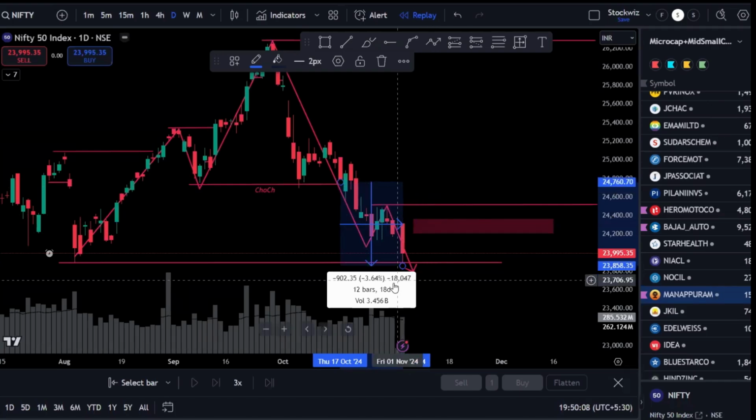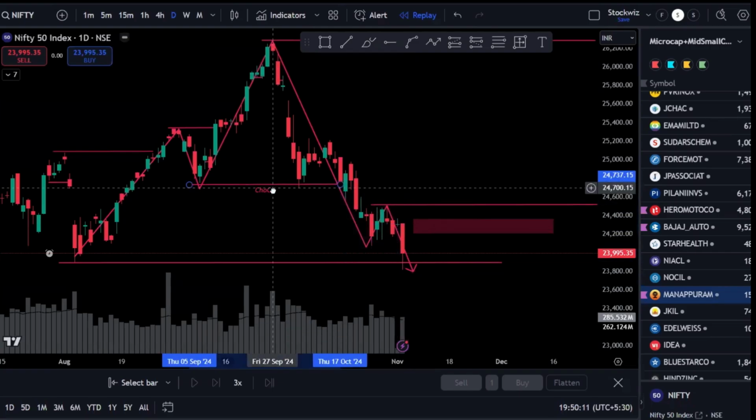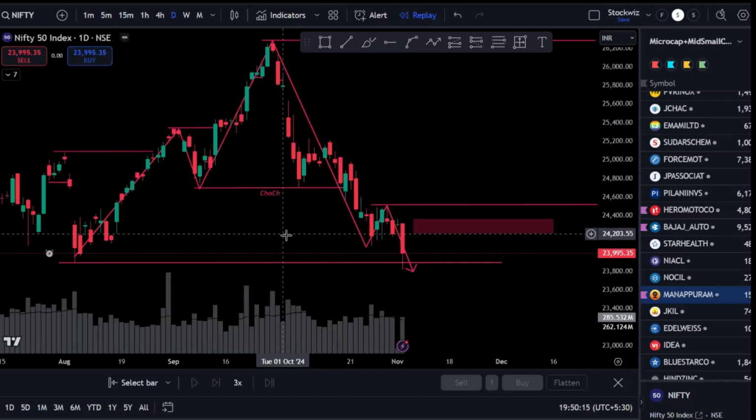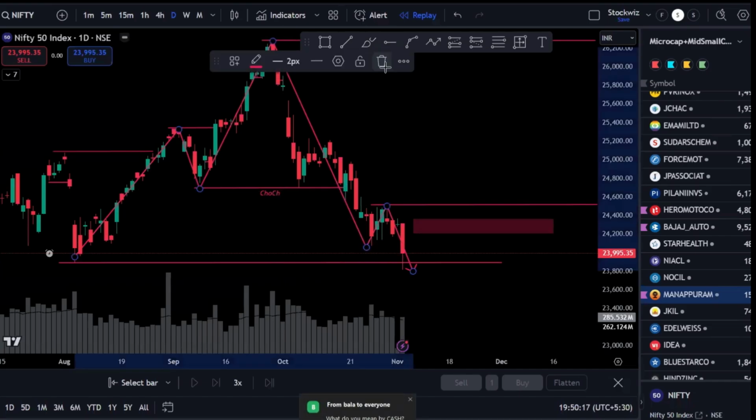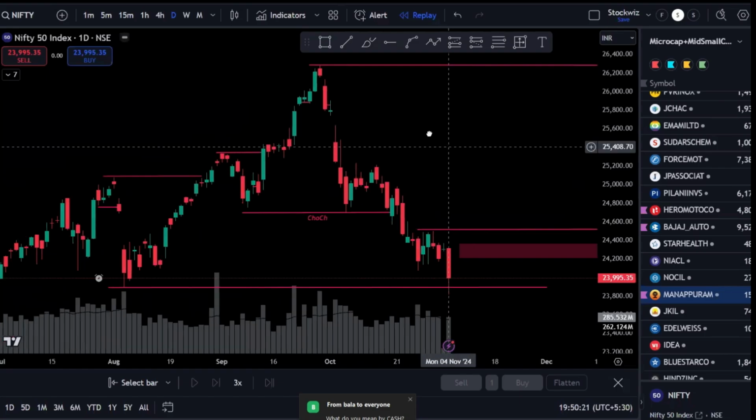In your chart, there is CHoCH, CH, and BOS. That's already marked, na? Is it manual marking or is it an indicator or something? No, it's manual. Manual, okay. Yes. I have a question here.